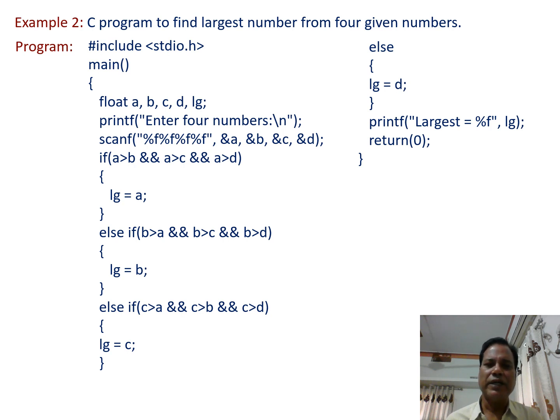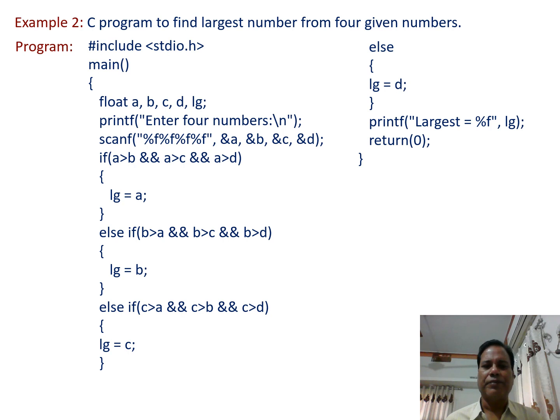Naturally, if this condition is true, then A is the largest one. So we print LG equal to A. So we assign the value of A to the LG variable. Otherwise, else if B is greater than A, B is greater than C and B is greater than D. The value of B is compared with A, C and D. If this condition is true, then the value of B is assigned to LG.